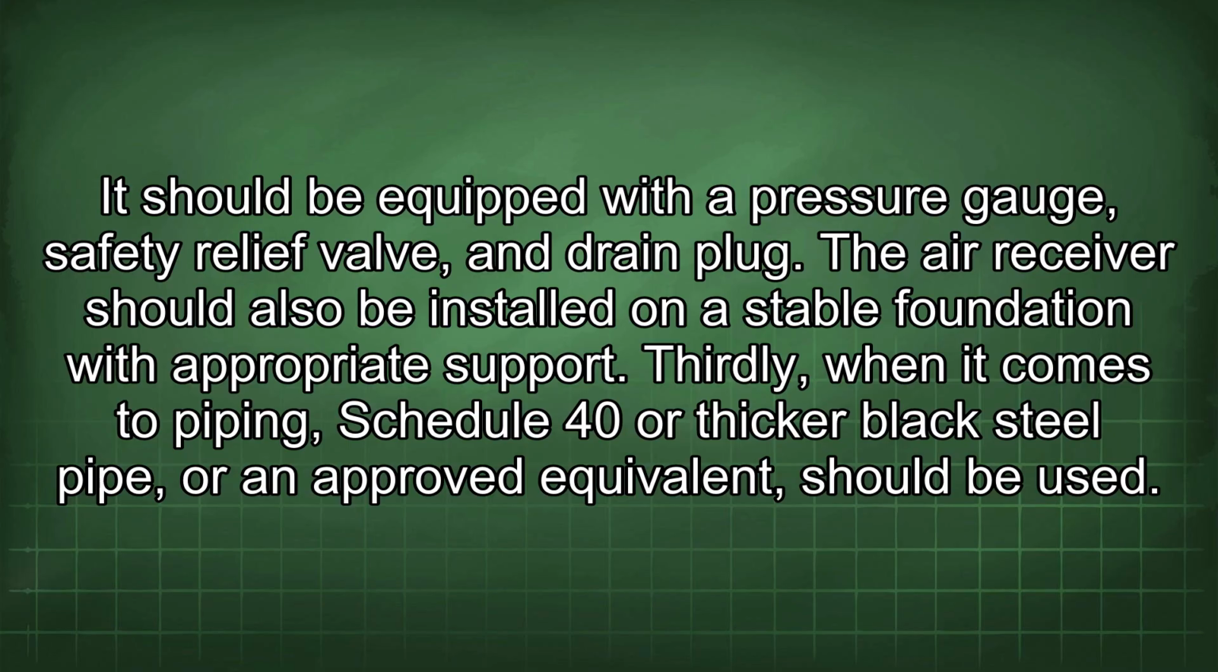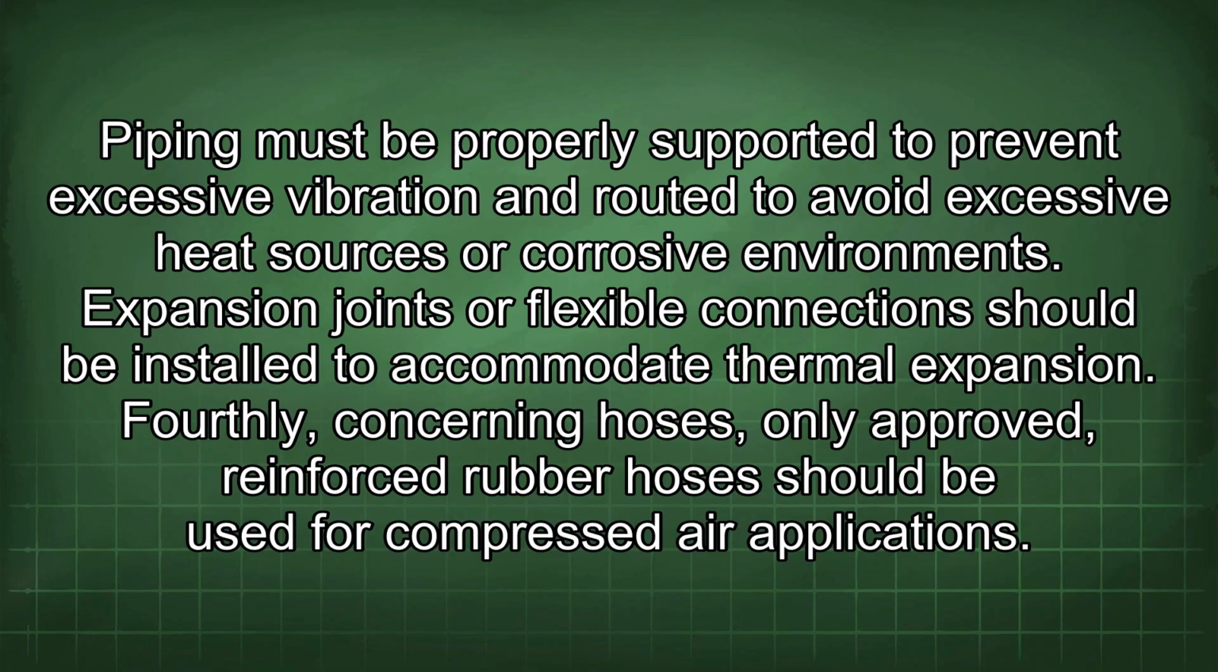Thirdly, when it comes to piping, Schedule 40 or thicker black steel pipe, or an approved equivalent, should be used. Piping must be properly supported to prevent excessive vibration and routed to avoid excessive heat sources or corrosive environments. Expansion joints or flexible connections should be installed to accommodate thermal expansion.